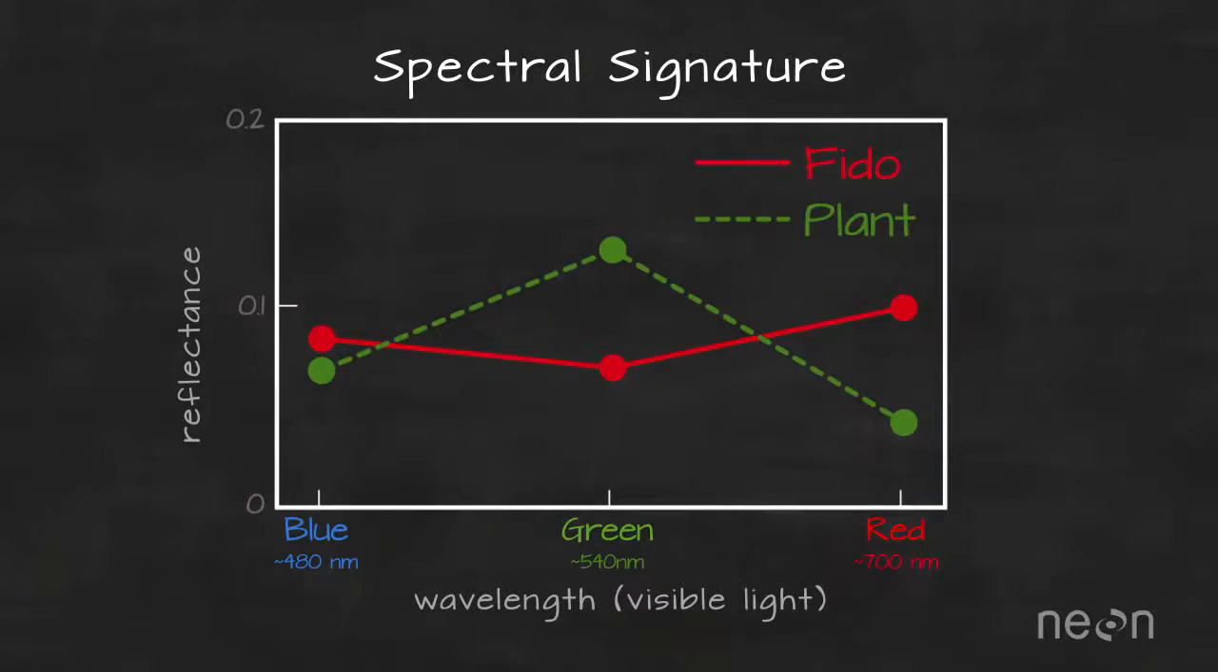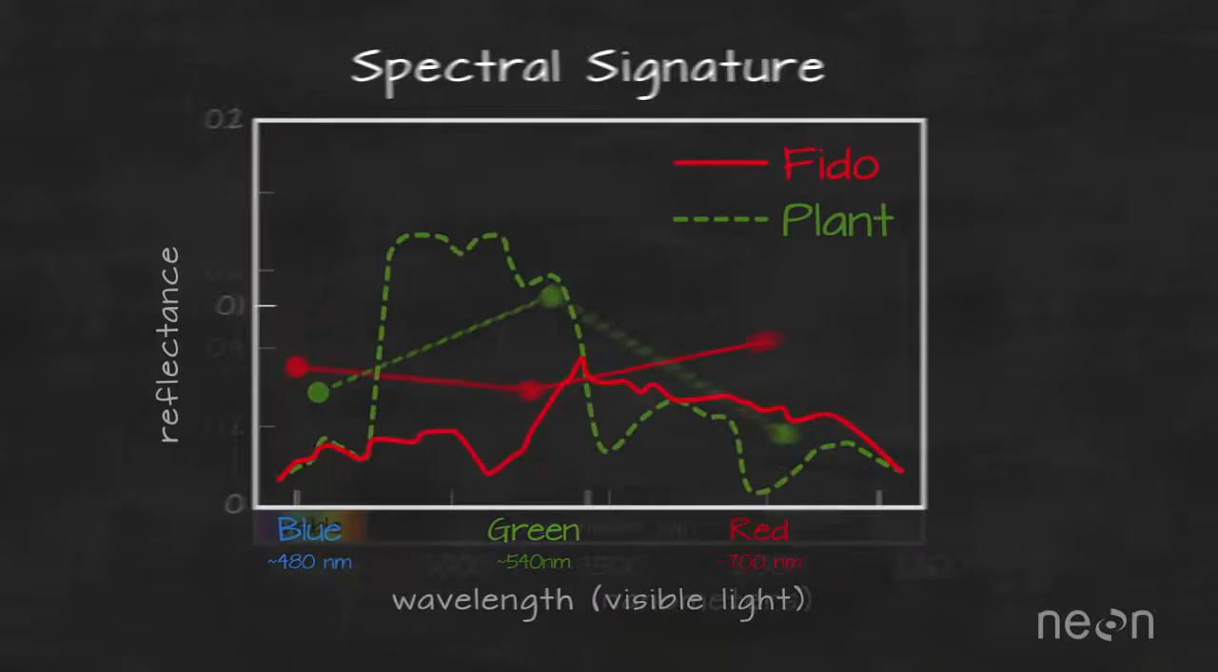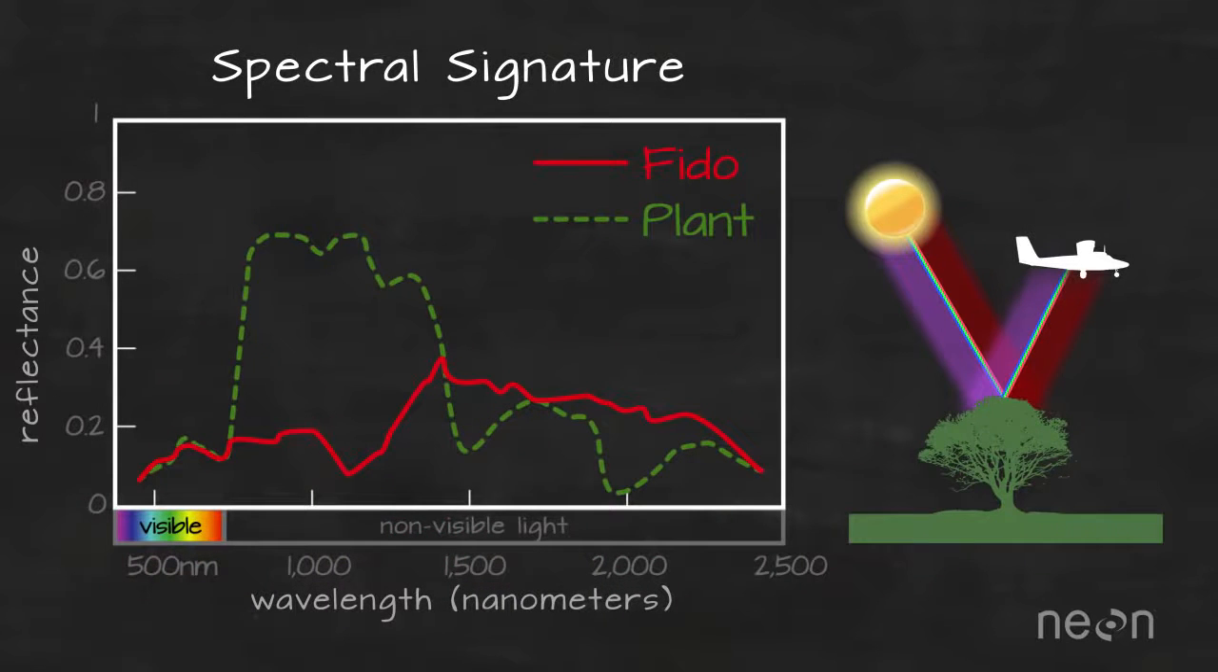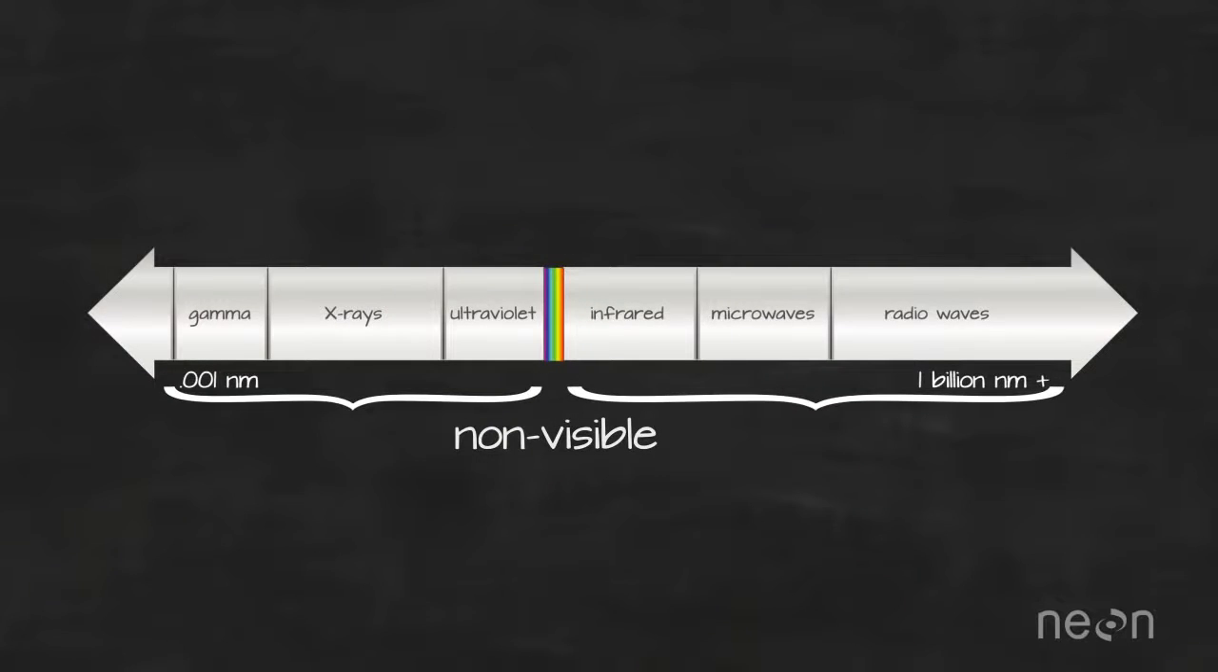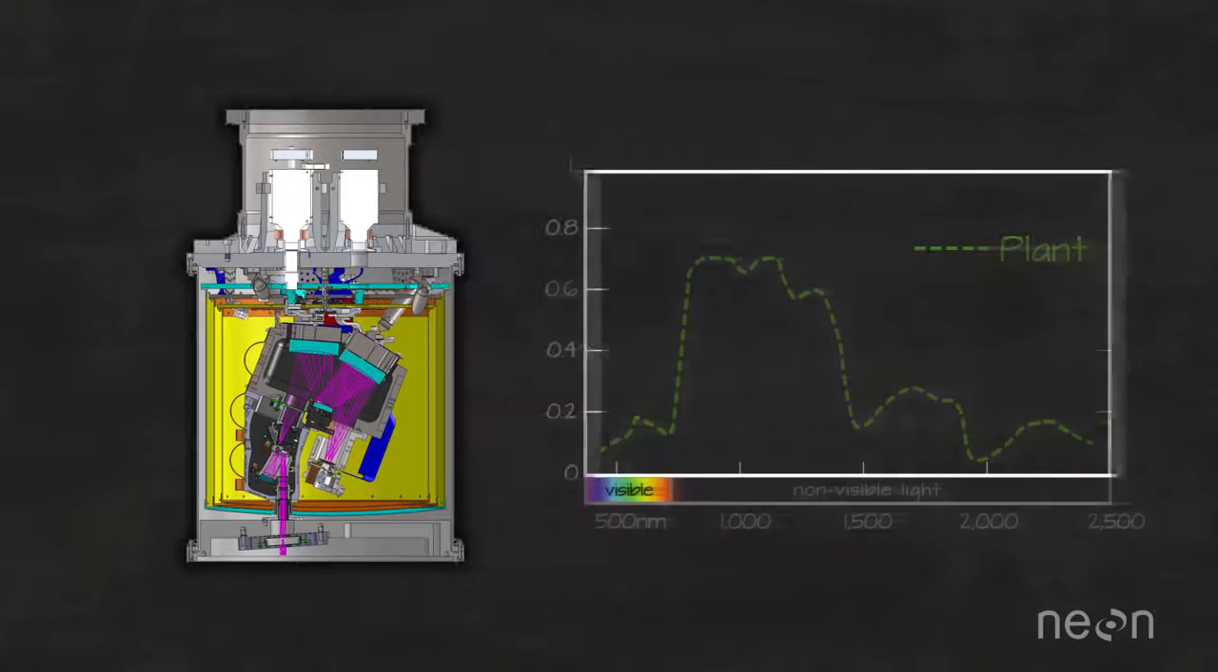Most cameras record light in the visible or red, green, and blue bands. However, plants, dogs, and other objects on the Earth also reflect light that we can't see with our eyes. For example, plants reflect up to 60% more light in the near-infrared portion of the electromagnetic spectrum than they do in the green portion of the spectrum. This is why differences in reflected light in the near-infrared portion of the spectrum are important for mapping vegetation on the ground. To measure these differences in the non-visible portion of the spectrum, we use imaging spectrometers, which record light in both the visible and non-visible parts of the spectrum.